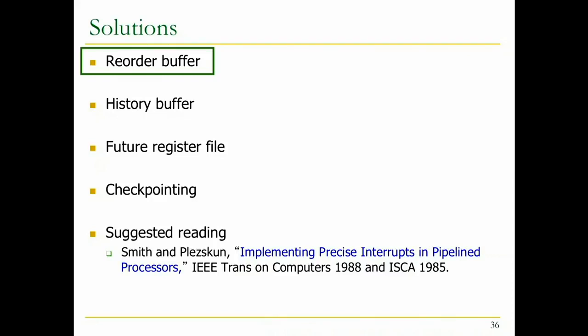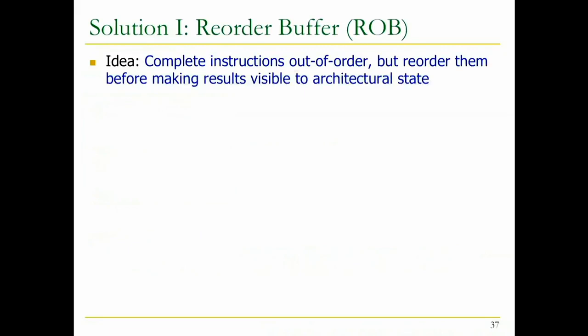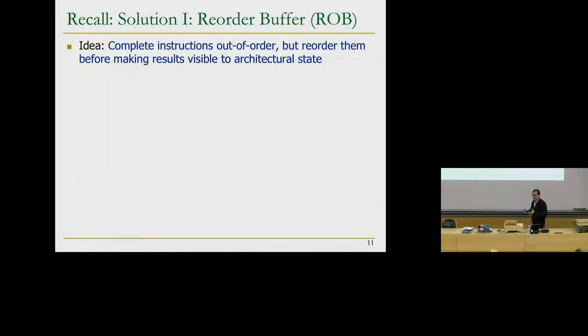Yeah, it's amazing what goes into a modern out-of-order processor. You really need to do all of these to get high performance, basically. Okay, so we will not cover these, but we'll cover this first one. Basically, the solution idea is very simple. You finish instructions in the order they finish. An add takes 1 cycle, that's good. It produces a result after 1 cycle. And you store the result somewhere, but not in the register. The idea is to complete the instructions out of order, but reorder them before making the results visible to the architectural state. Hopefully this makes sense.